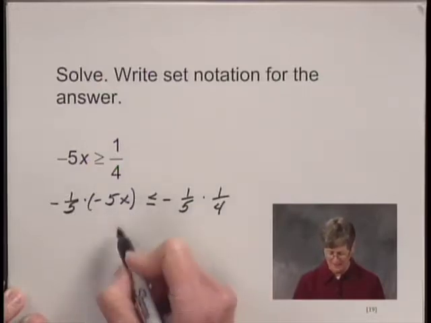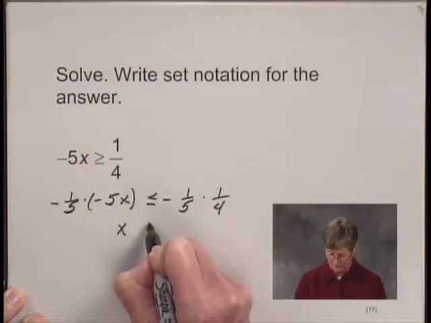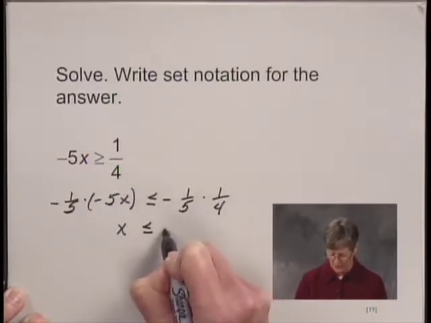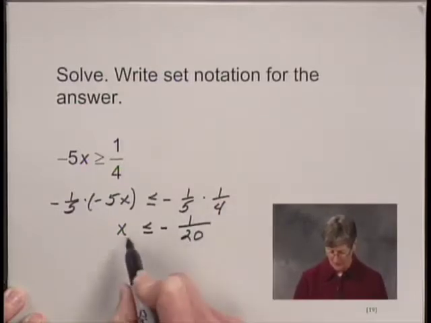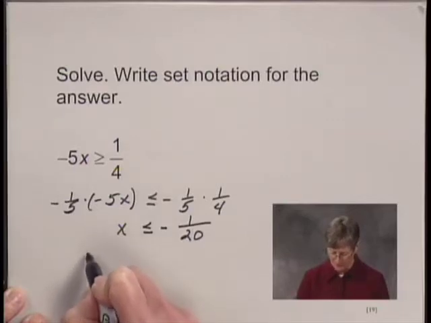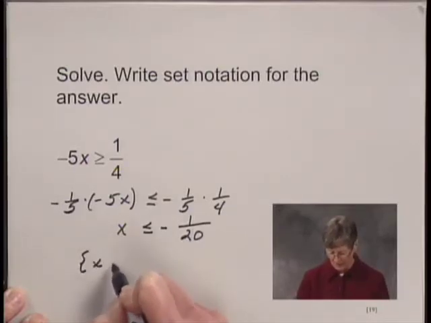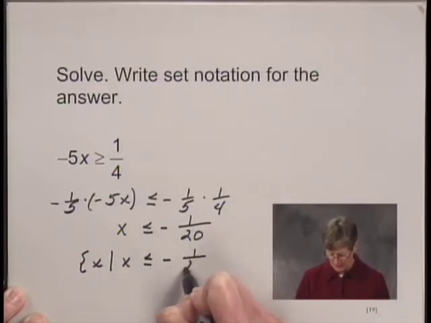Now on the left-hand side, I just have x. Negative 1/5 times negative 5 is 1. And that's less than or equal to negative 1 times 1 over 5 times 4. So x is less than or equal to negative 1 over 20. And writing set notation for the answer, we would say that the solution set is the set of all x such that x is less than or equal to negative 1 over 20.